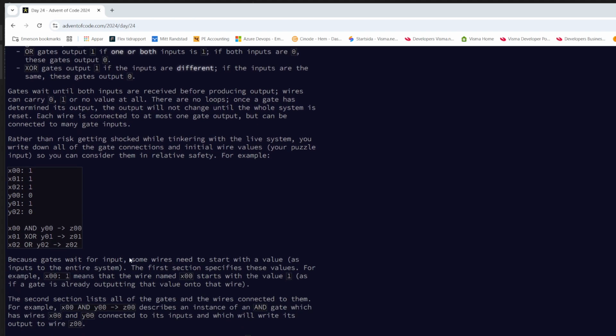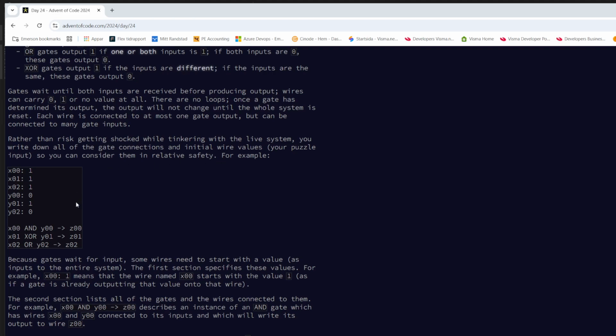Gates wait until both inputs are received before producing output. Wires can carry 0, 1, or no value at all. There are no loops. Once a gate has determined its output, the output will not change until the whole system is reset. Each wire is connected to at most one gate output, but can be connected to many gate inputs. Rather than risk getting shocked while tinkering with the live system, you write down all of the gate connections and initial wire values, which is your puzzle input, so you can consider them in relative safety.